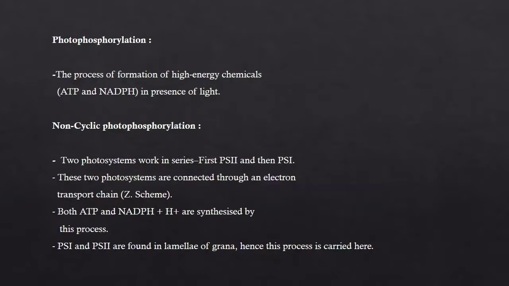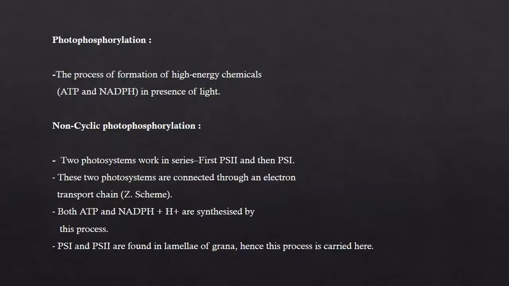Now this photophosphorylation is of two types. The first one is known as cyclic photophosphorylation and the second one is known as non-cyclic photophosphorylation. Now what is non-cyclic photophosphorylation? Here it involves two photosystems, meaning two photosystems work in series: first PS2 and then PS1.